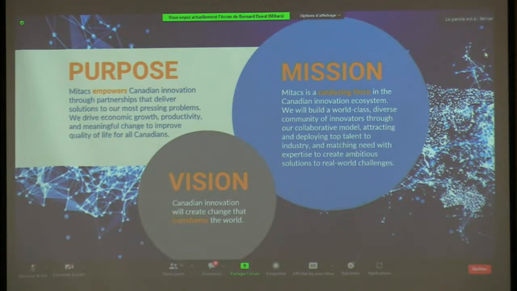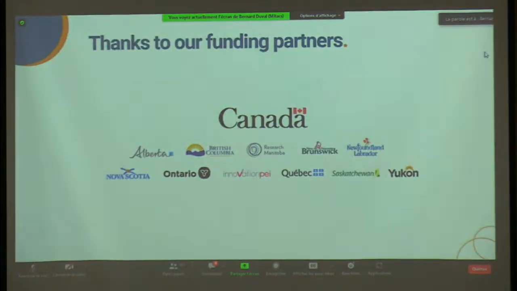Our mission is to catalyze force in the Canadian innovation ecosystem, including also international collaboration. We cannot do this alone. We will build a world-class, diverse community of innovators through our collaborative model. So that's what we do. That's how we do it. It's a collaborative model. Attracting and deploying top talent to the industry and matching need with expertise to create ambitious solutions to real-world challenges. Our vision is quite simple. Canadian innovation will create change that transforms the world.